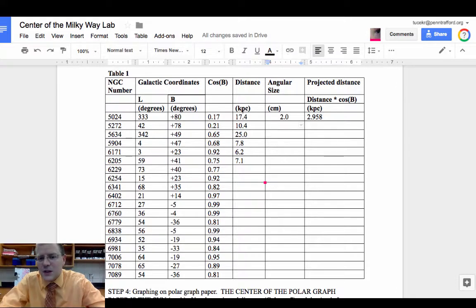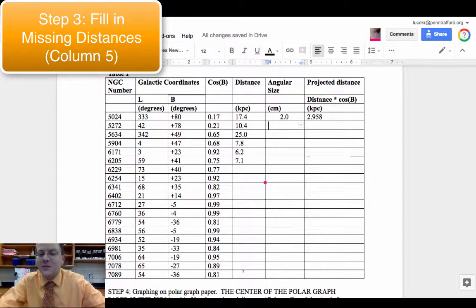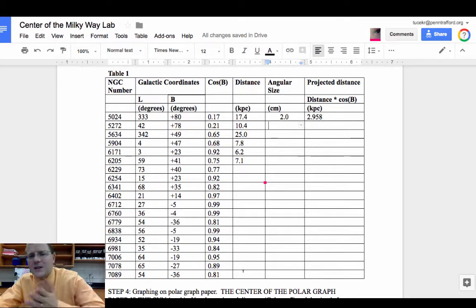Just now, if you noticed, there are actually 6 known distances for clusters. The rest of the distance column is completely blank. So you need to fill in this distance column based on the angular size. One thing we're going to assume with this lab is that all clusters are about clumps of a million stars.